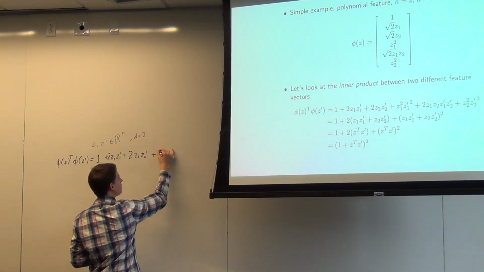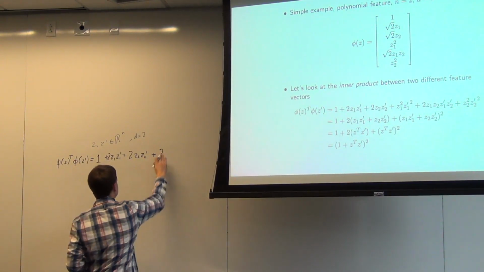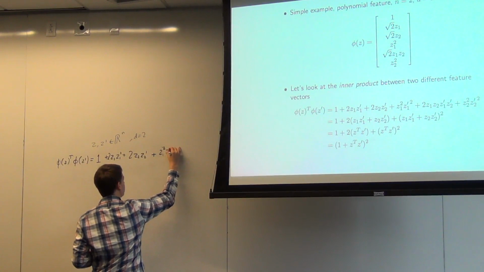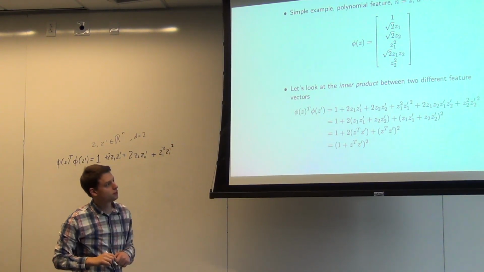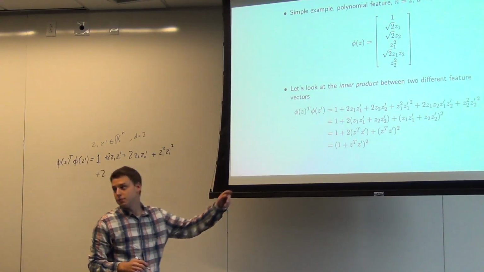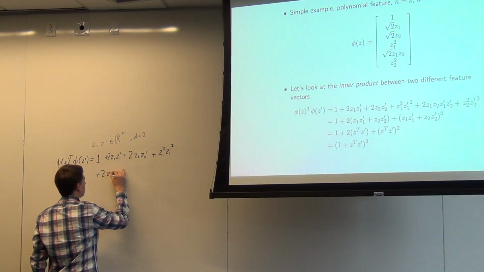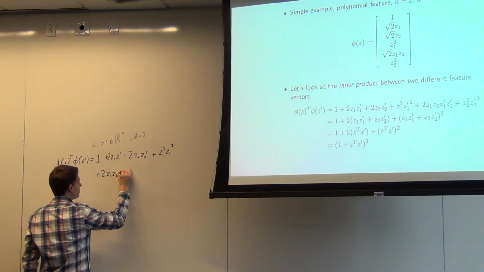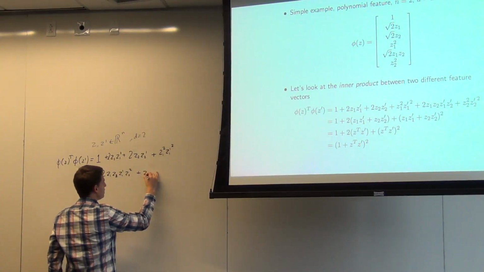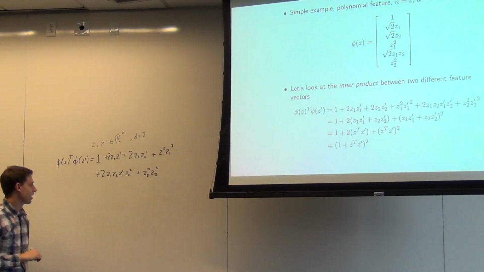Plus, which order do I have them in? Right. Plus, well, this next one is actually just z1 squared, z1 prime squared, plus 2 times all these things together here. That's going to be 2 z1, z2, say z1 prime, z2 prime, plus z2 squared, z2 prime squared. I think I got all those terms right.